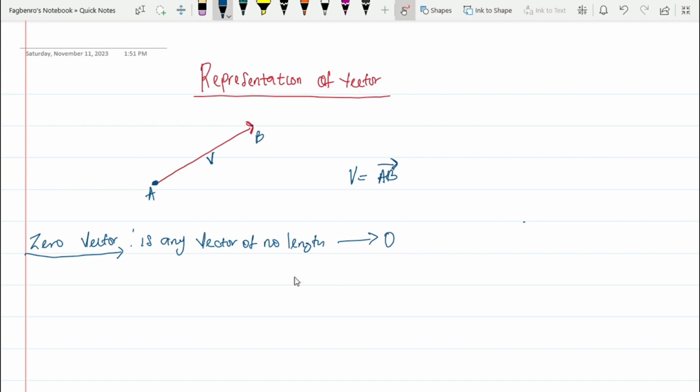Have it in mind that if you add a zero vector to any vector, let's say you add zero vector to vector v, you will still have it as v. Remember, zero vector is any vector of no length, and in zero vector, no direction is associated with it.